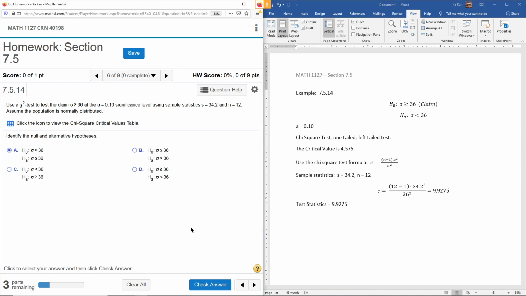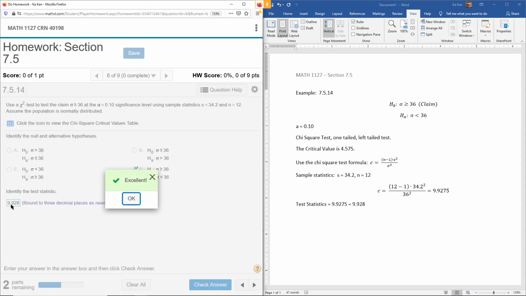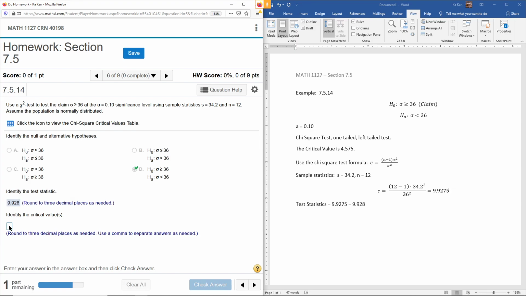So, looking at this one. First, identify the null and alternative. Well, we did that already. So bigger than or equal to 36 and less than. That's pretty easy. What is the test statistic? 9 points. We don't want 3 decimal places, right? So let me just change that to 9.928. There you go. And what's the critical value?